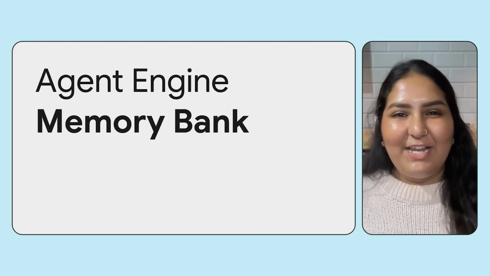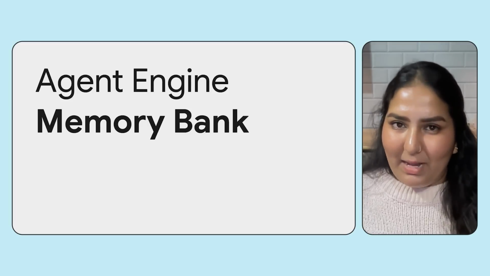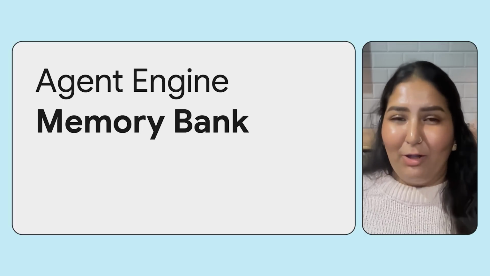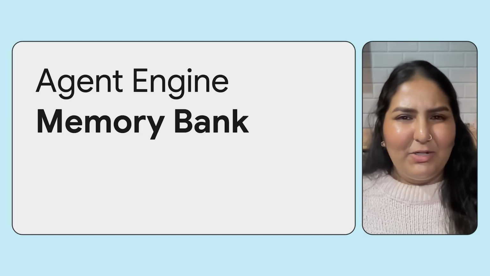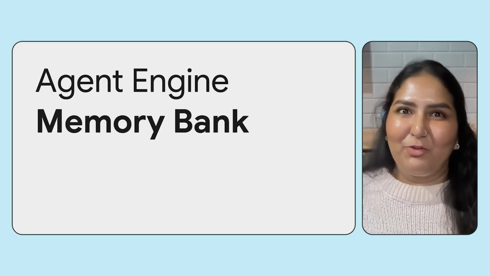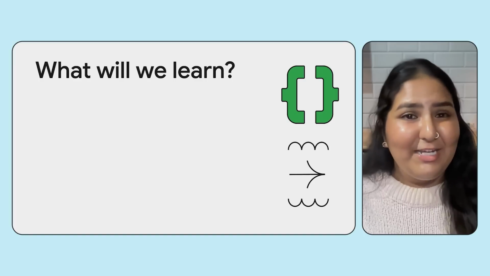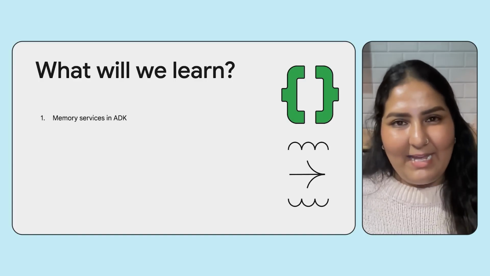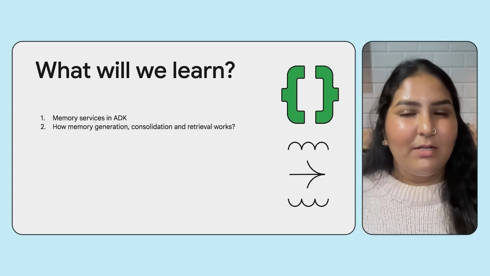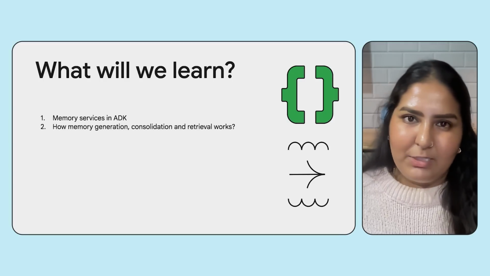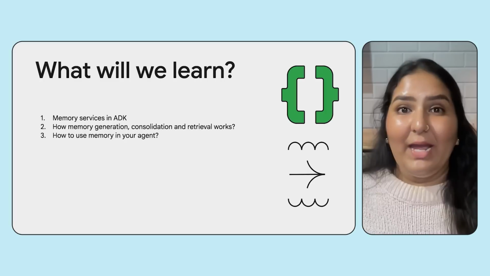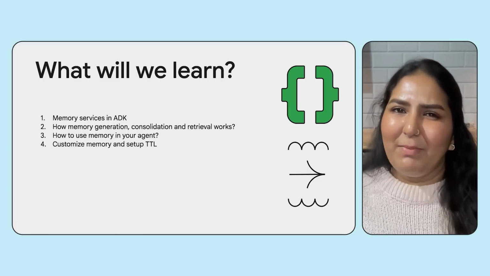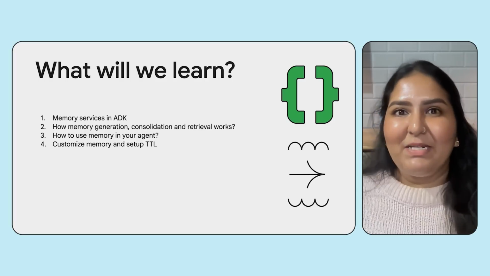We'll use Google's Agent Development Kit and Vertex AI Memory Bank to show you the complete playbook of building agents that can also remember. And this makes your agents smarter and less expensive to run over time. In the next 20-ish minutes, we'll walk through the different memory services in ADK, how memory generation, consolidation, and retrieval work, and how to use memory in your agents, and finally, we'll show you how to customize which memory should be persisted and set up a TTL.